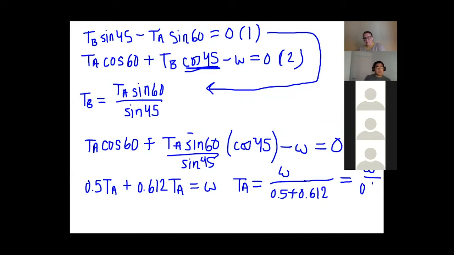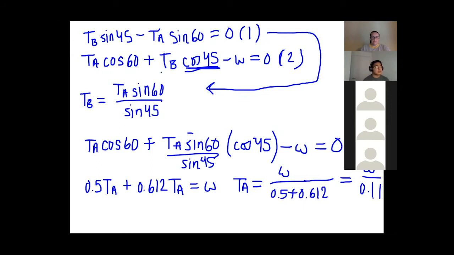So we found out that TC is equal to W, and TA is equal to 1 over 1.11 times W. Are we done, or is there still something we have to do, Bhavdeep? Well, we found TA and TC, but TB is still remaining. So I think we should use the equation that we found from rearranging the first one, and then put the value of TA inside that.